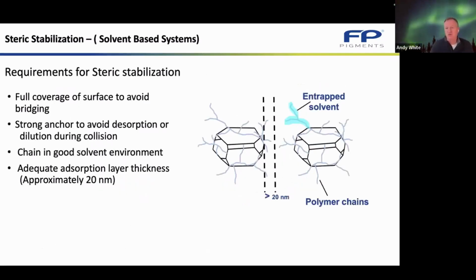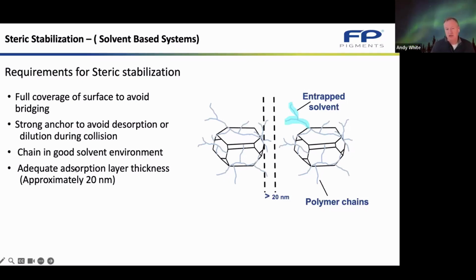So when you think about solvent-based systems, the requirement for steric stabilization is that you need to have full coverage of the surface to avoid bridging, and a strong anchor for the dispersant or the dispersing resin in order to attach it to the pigment surface. And when you say strong anchor, it doesn't all come from the resin. This is one of the reasons the TiO2 surface treatment exists. It provides, you could say, the basis to anchor to on the titanium dioxide surface.